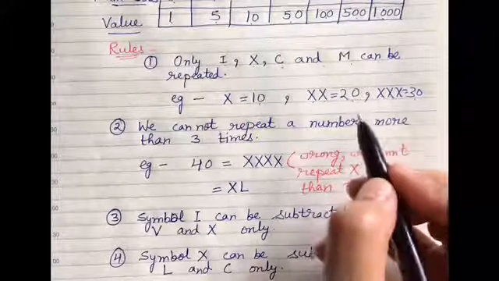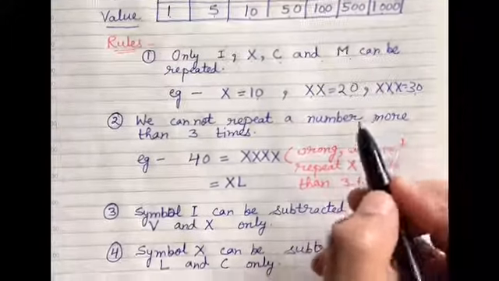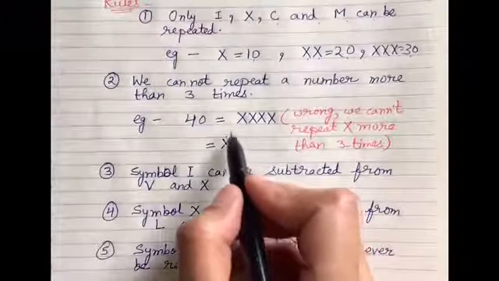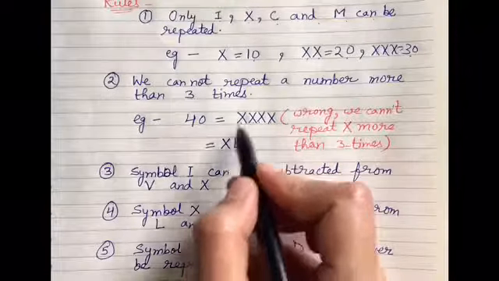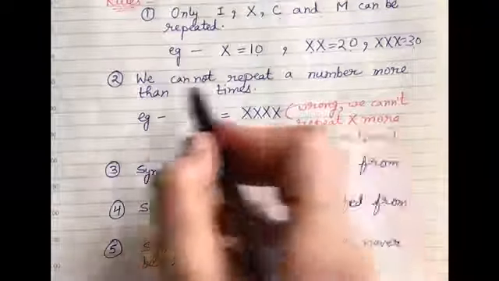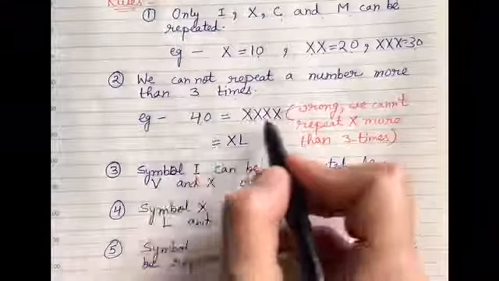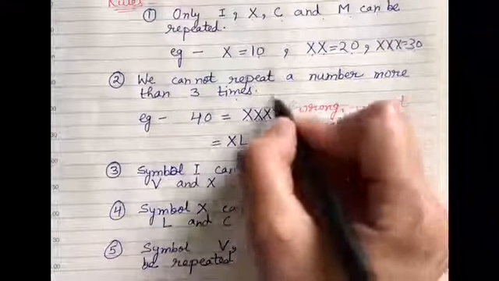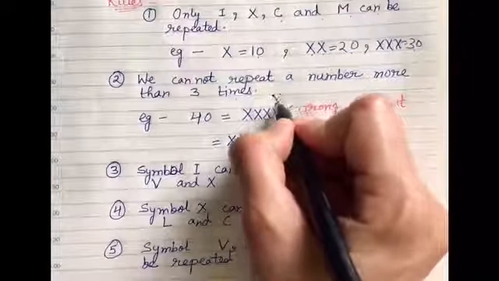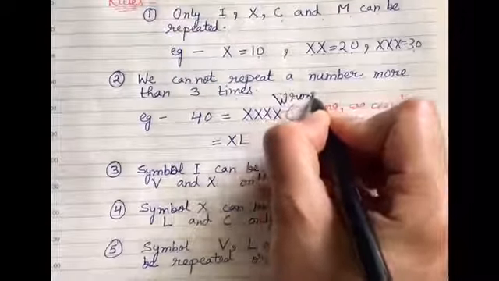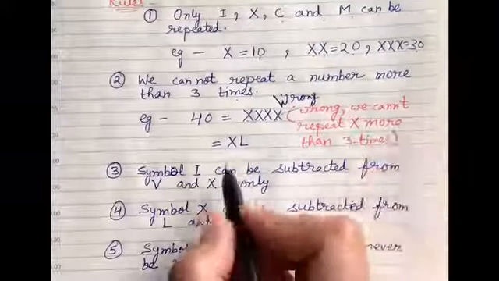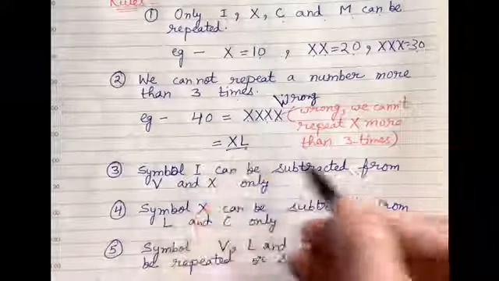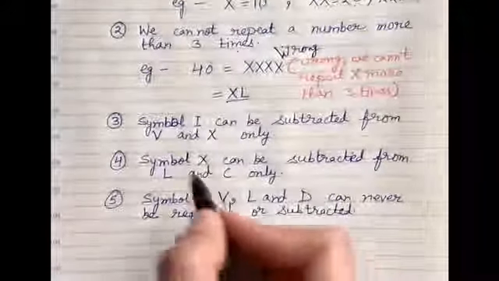So if I write XXXX, four times like this, this will be wrong. We cannot repeat a symbol more than three times. We cannot repeat X more than three times. So it will be XL. We will discuss it later.